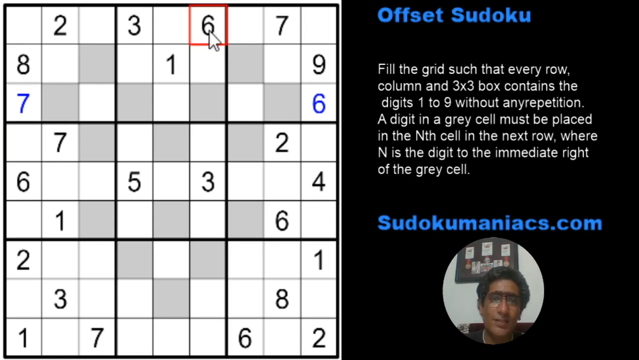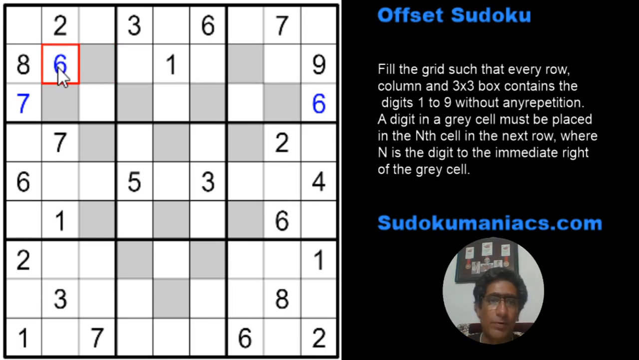So now I have a 6 here and a 6 here, which basically means the 6 has to be in one of these two, right? Now let's see. If the 6 was in the gray cell, then the number to the right has to be the position of 6 in the next row, which would be the ninth cell here. So if this were a 6, this would have to become a 9. But we know it's not possible, we already have a 9. So this 6 is ruled out from here and we get a 6 here. Correct?